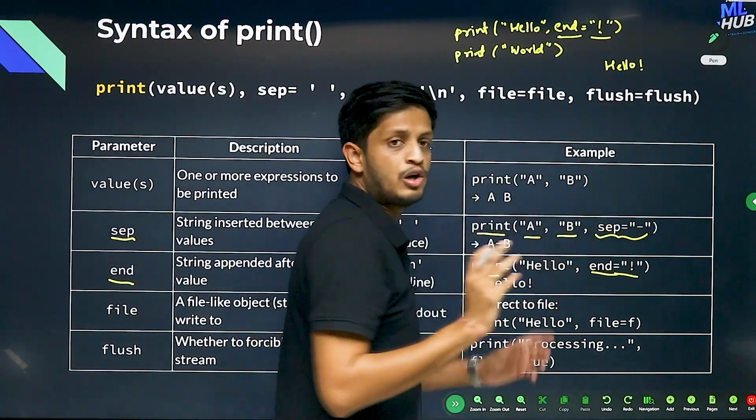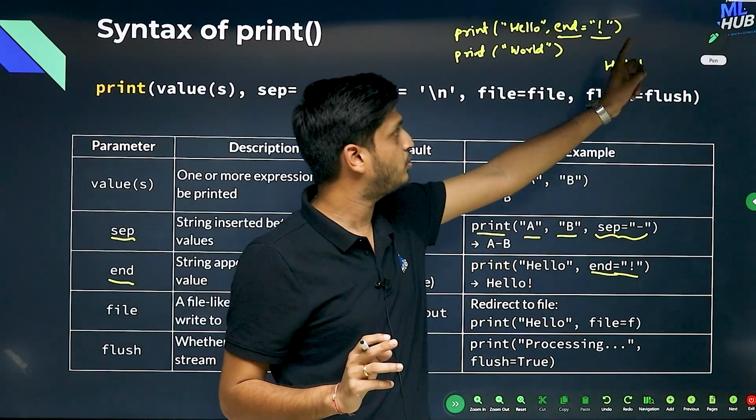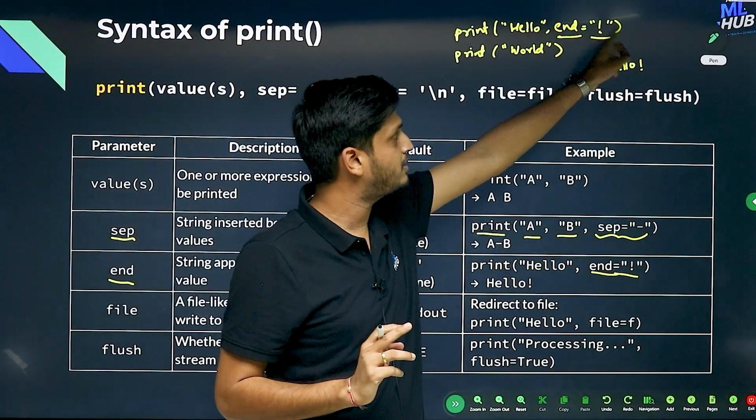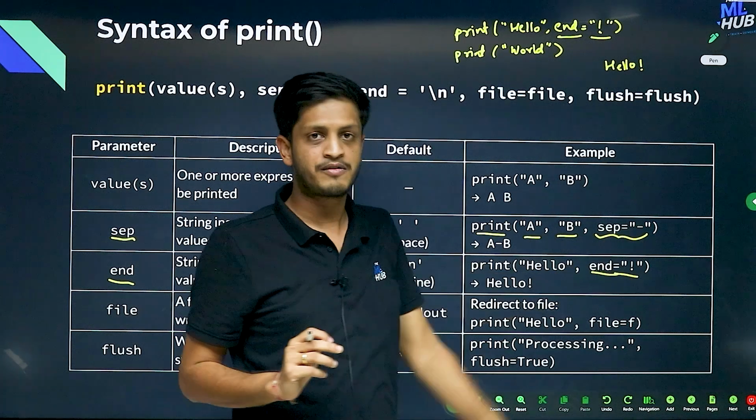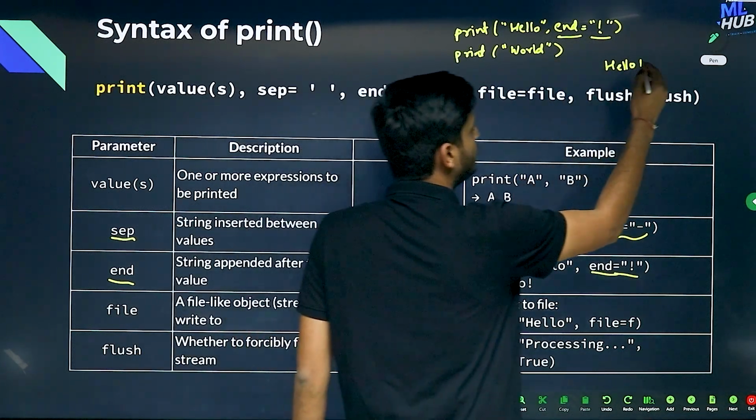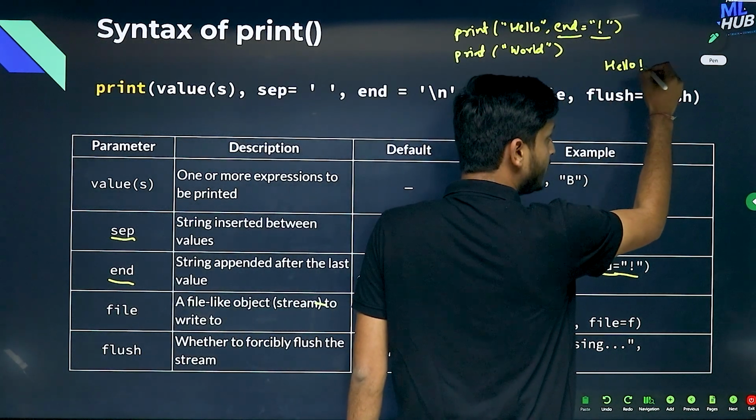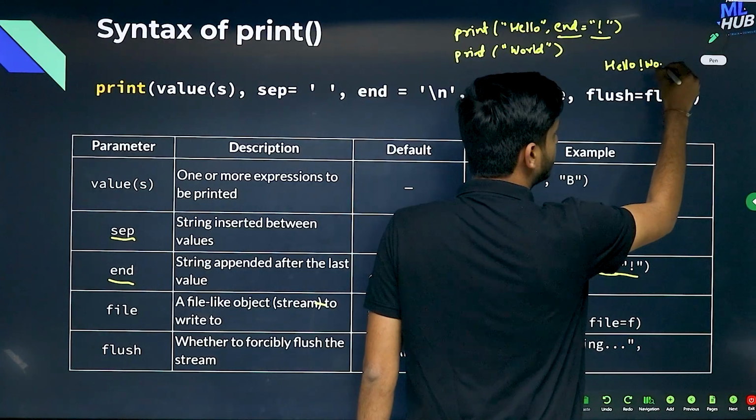And now the cursor will not go to the next line because you have just said you should not end with the new line, you should end with an exclamation mark. So the exclamation mark will be printed, and then world will be printed. The cursor will remain here only. So world will be printed here.